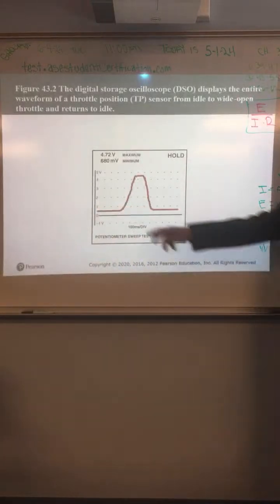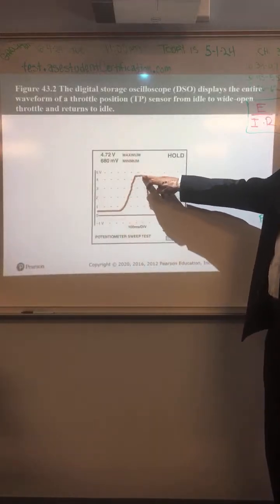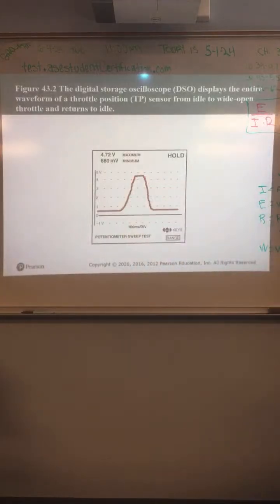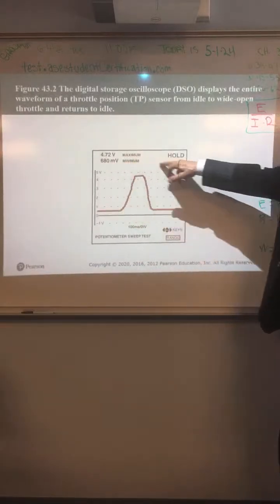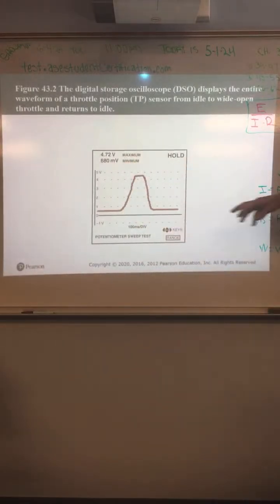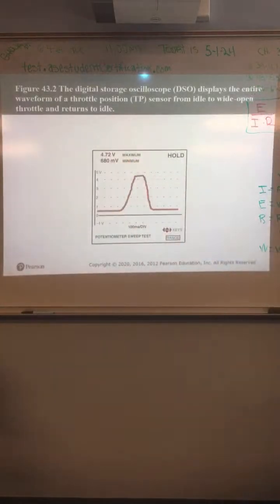Okay, and now, pushing on the accelerator pedal, opening the throttle, right? 4.5. It ends up at wide open throttle somewhere around 4.5. It's going to tell you the minimum and maximum that it was displayed as well. 4.72, minimum was 0.680, approximately half a volt there, okay?